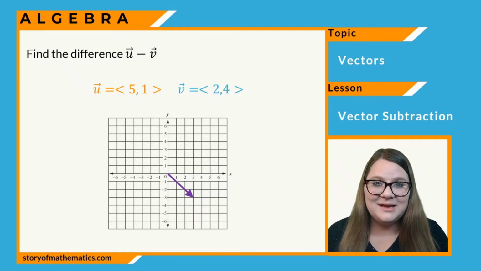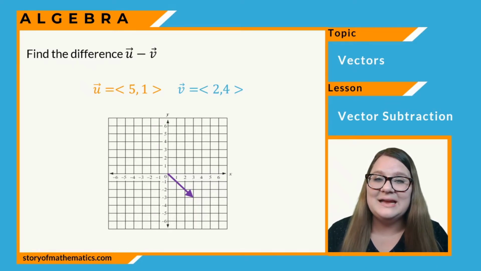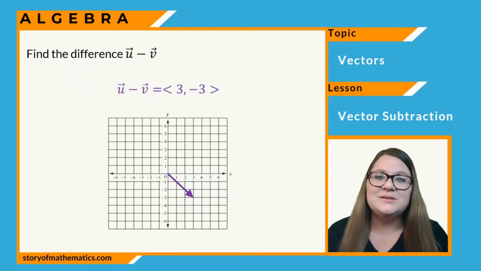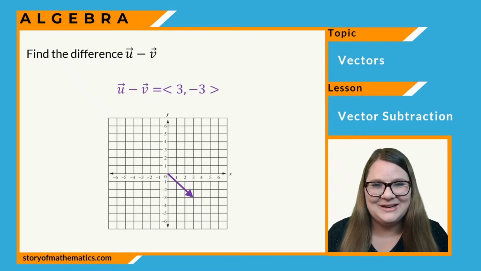So as I'm looking at this, I can see that I went right 3 and down 3 to get this vector. So the vector u minus v is 3, negative 3.